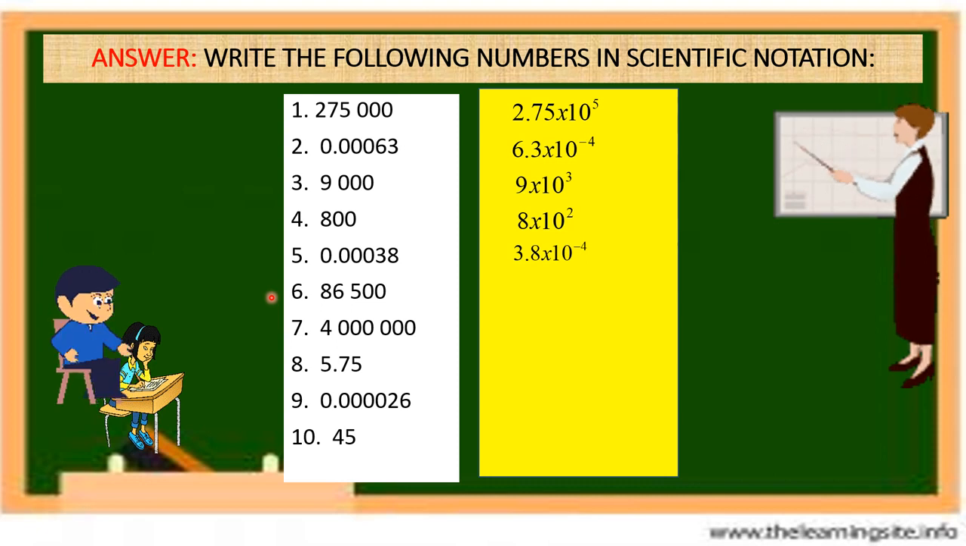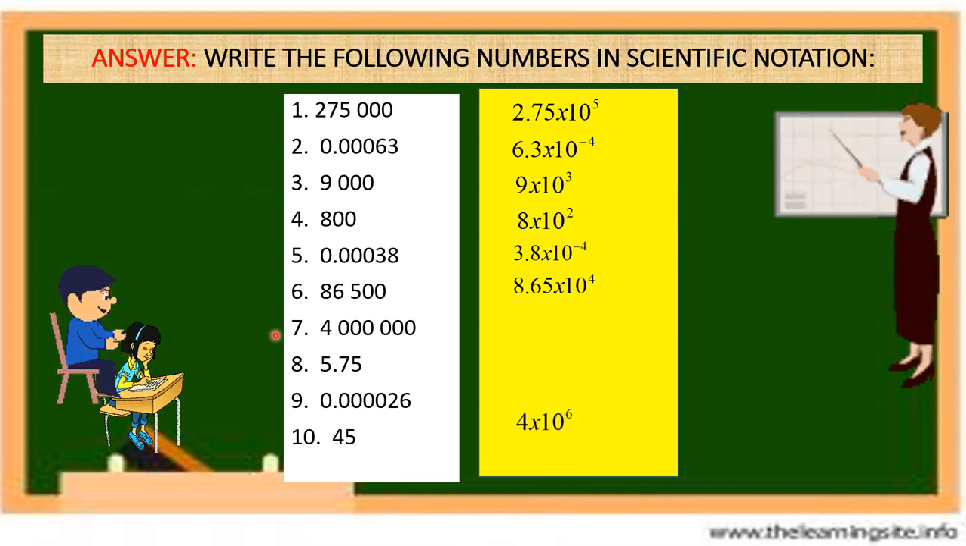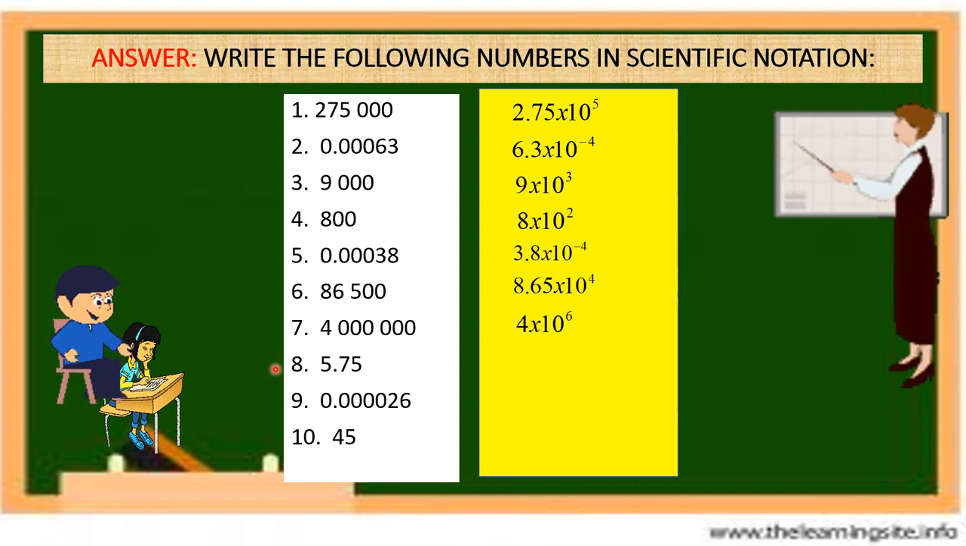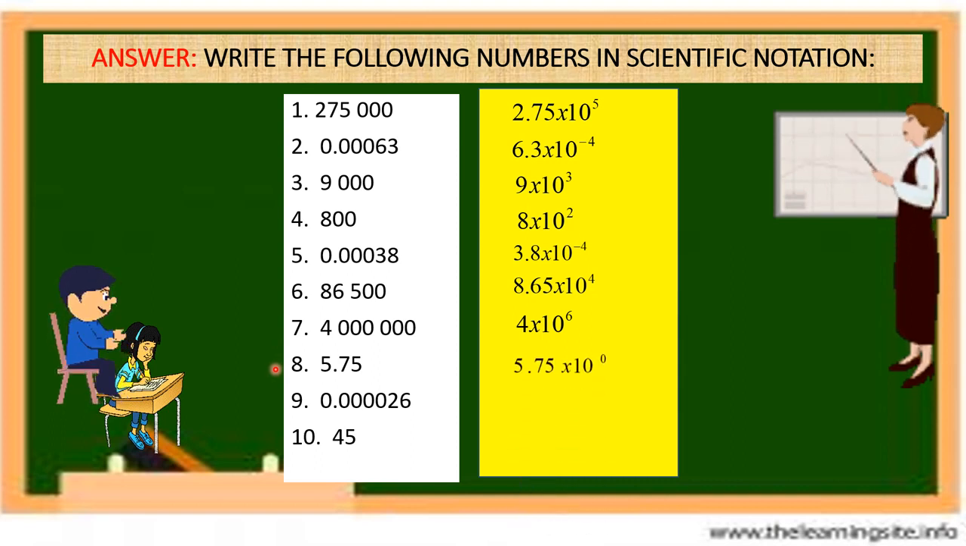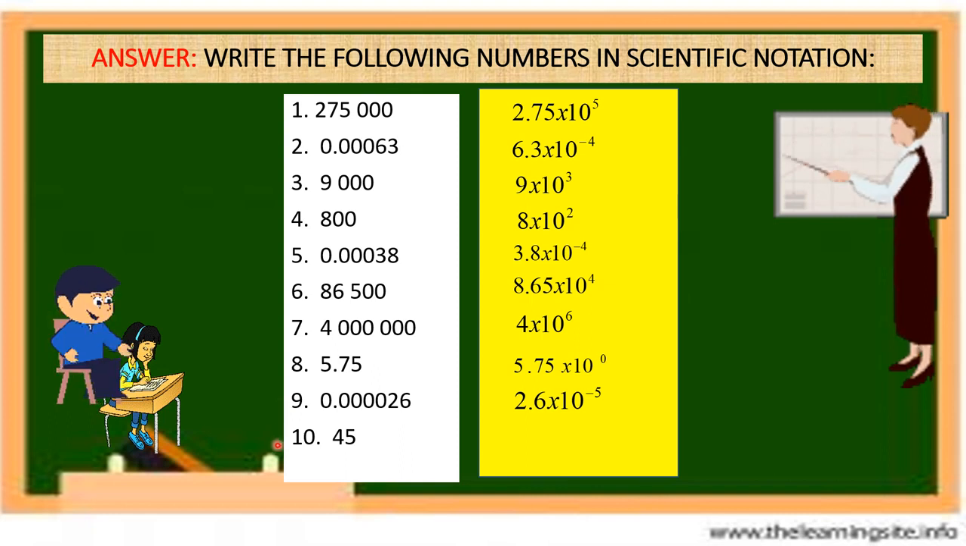Number 6, 8.65 times 10 raised to the 4th power. Number 7, 4 times 10 raised to the 6. Number 8, 5.75 times 10 raised to the 0 exponent. Number 9, 2.6 times 10 raised to negative 5, and the last number, 4.5 times 10 raised to the 1st power.